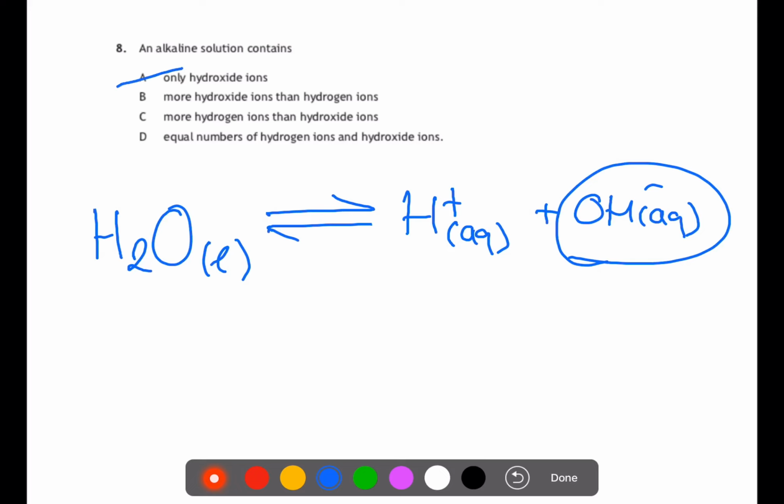So we can ignore A, only hydroxide ions. Then we have B, more hydroxide ions than hydrogen ions. This will be our answer. C would be an acid, where it's the opposite way around, and D would be water.